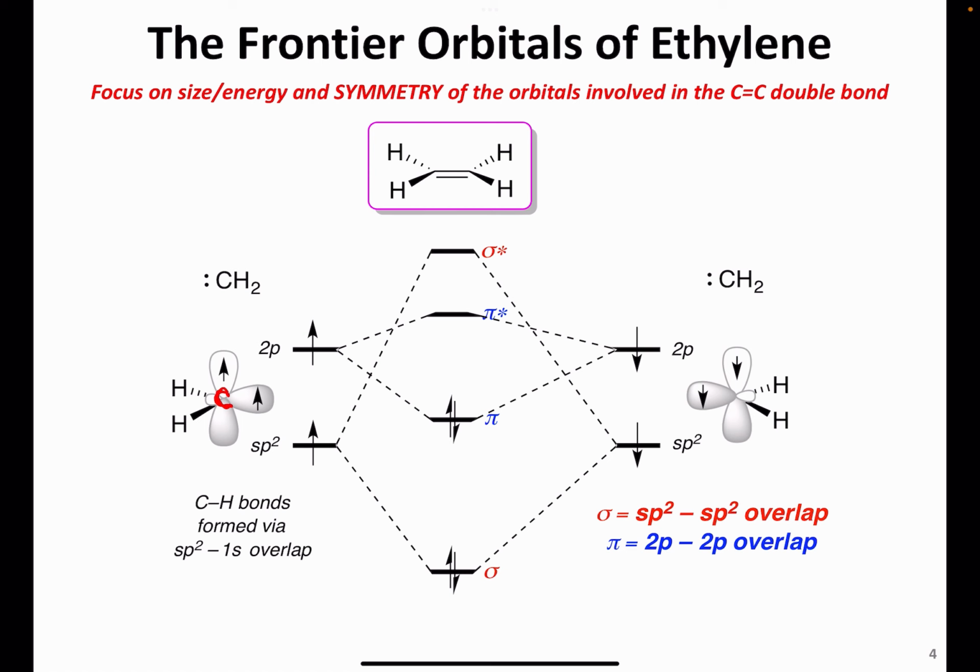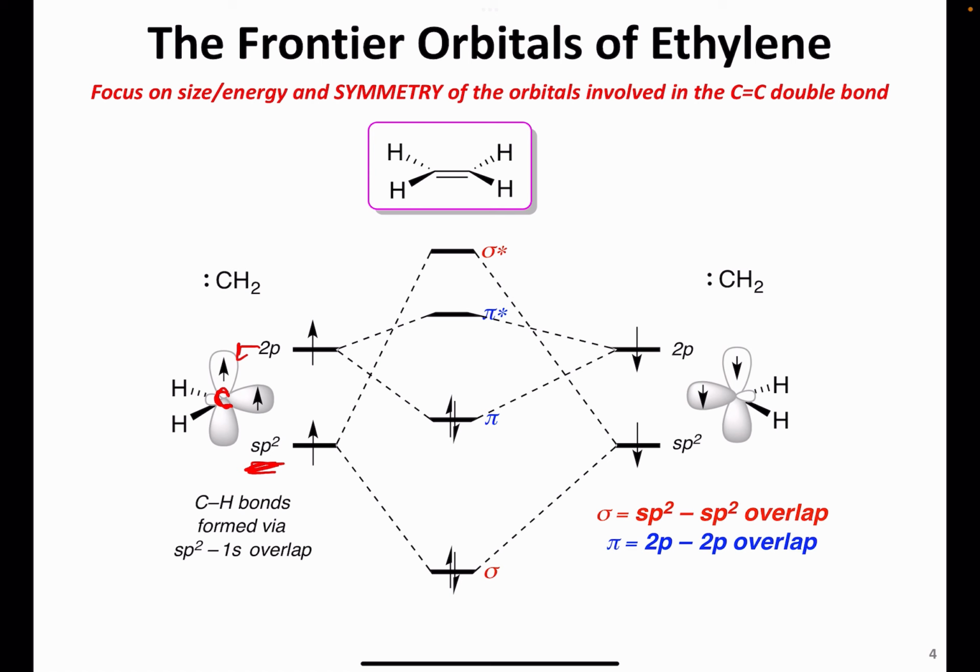And so two of the three sp2 hybrids are used to construct the CH bonds. The CH bonds, remember, are constructed from sp2 1s overlap. What that does is leave us with the third sp2 hybrid containing a single electron. Remember, the 2p that isn't used in hybridization also has a single electron present in it.